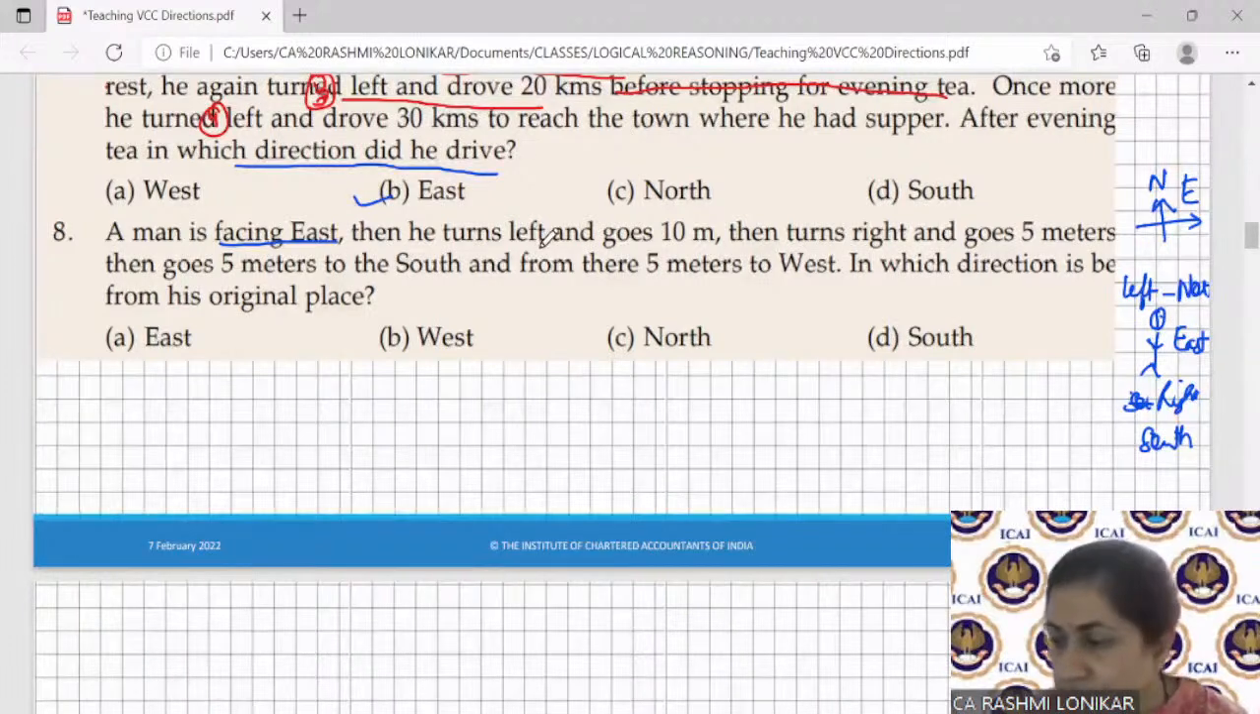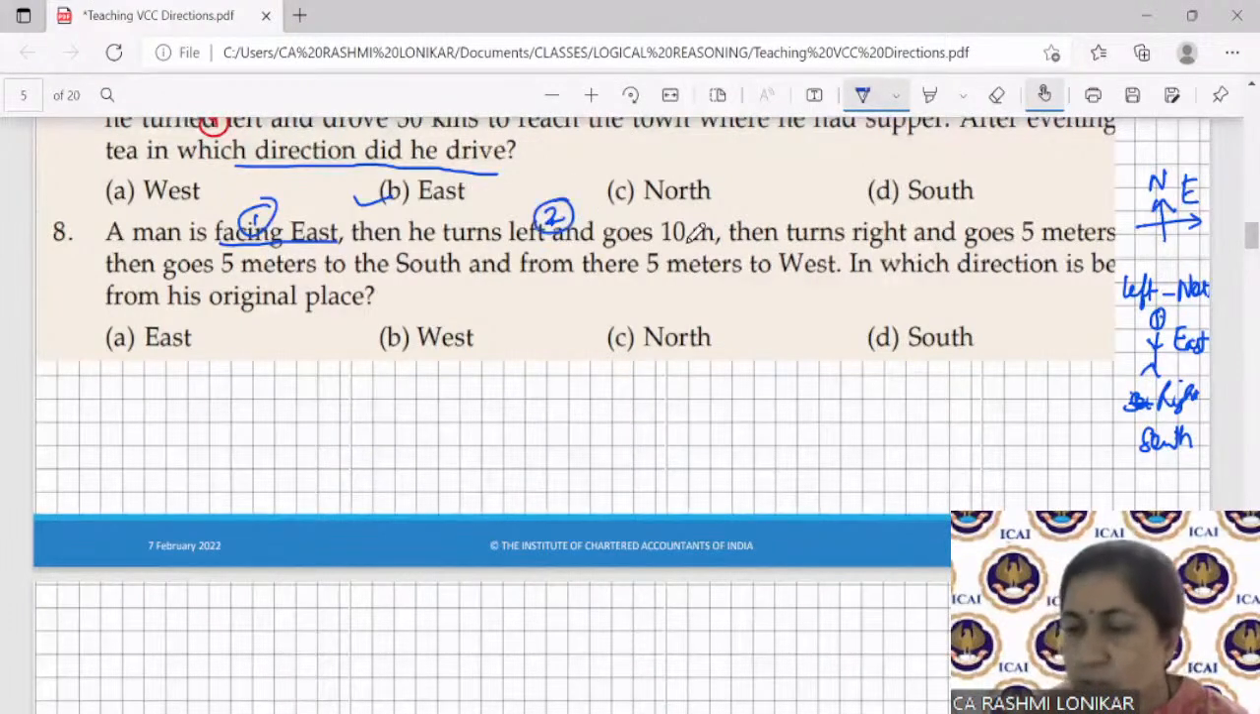He is facing east. Then he turns left and goes 10 kilometers. This is the first important point. This is the second important point. He goes 10 meters, then turns right and goes 5 meters. This is the third point. Then he goes 5 meters to the south, the fourth point. And from there, 5 meters to the west.